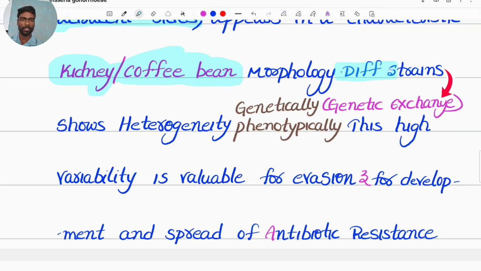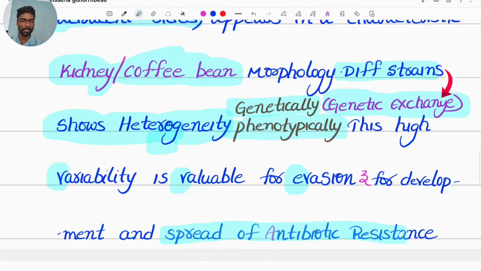Different strains show heterogeneity, meaning variations genetically and phenotypically. Why? Because of extensive genetic exchange within strains and between strains within the species also. It will show extensive genetic exchange, hence it will have high variations. This high variability is valuable for evasion and for development and spread of antibiotic resistance.